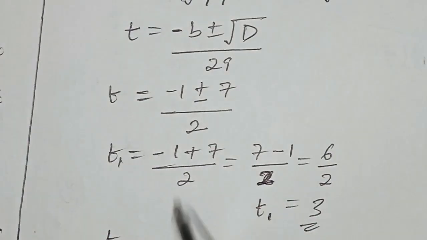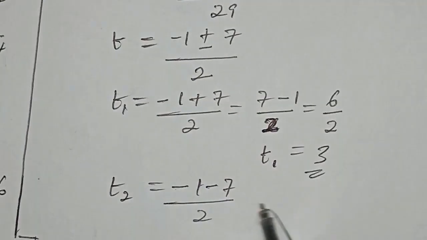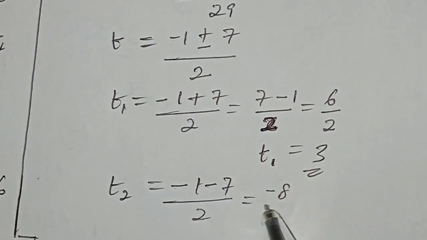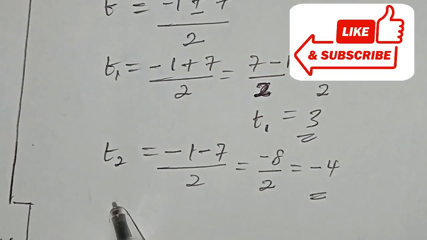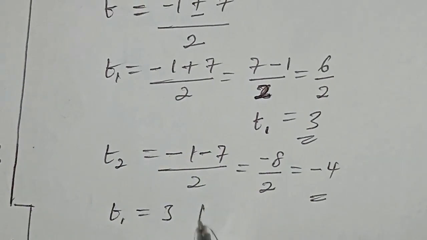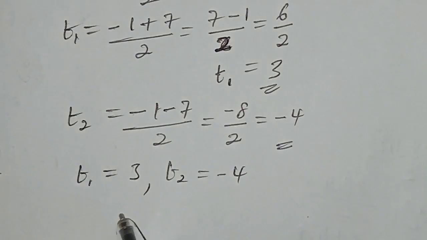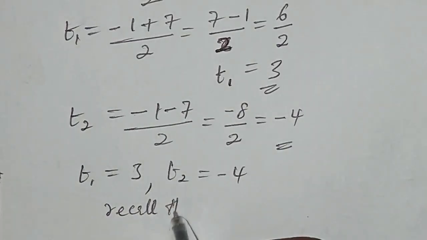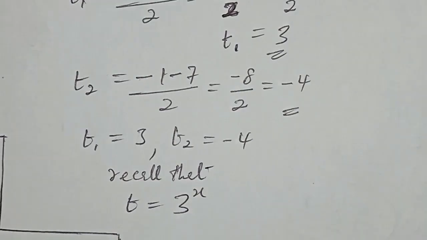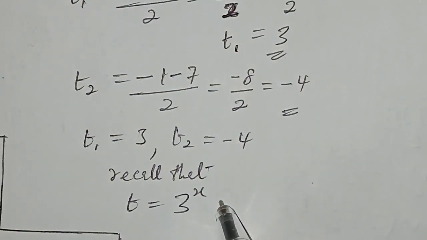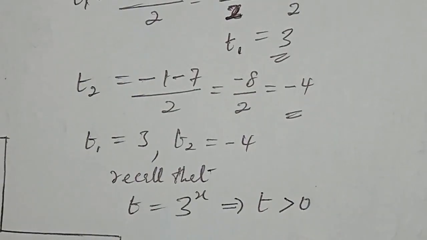So the second value, which will be t2, is given as minus 1 minus 7 over 2, and this is equal to minus 8 over 2, which gives us minus 4. Okay, we have two values of t: t1 equal to 3, then t2 equal to minus 4. So from here we recall that t is equal to 3 to the power of x, which implies that t must be greater than 0.